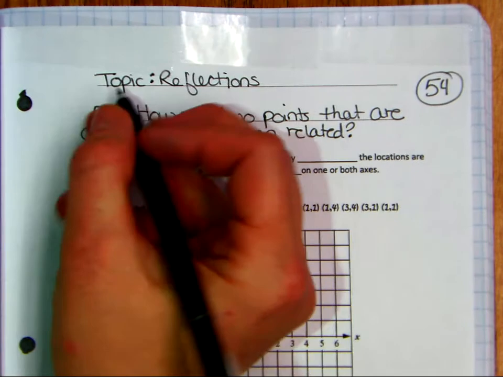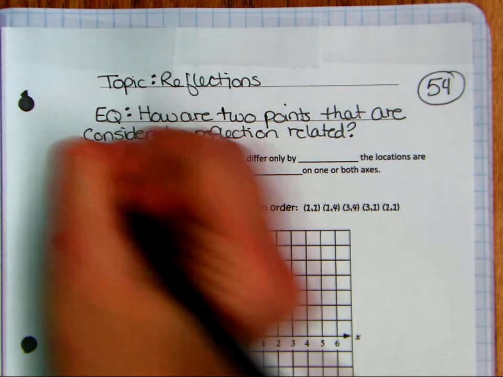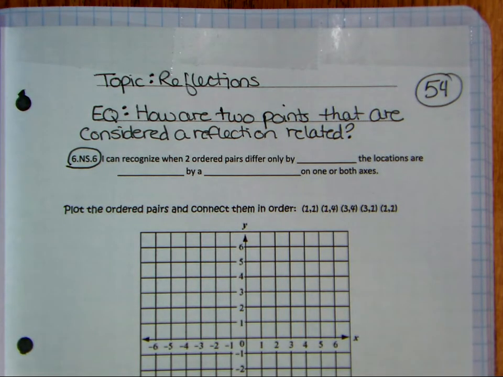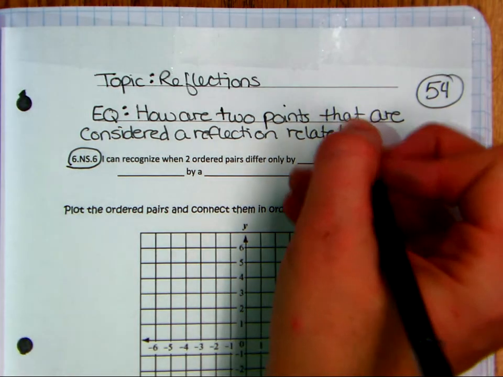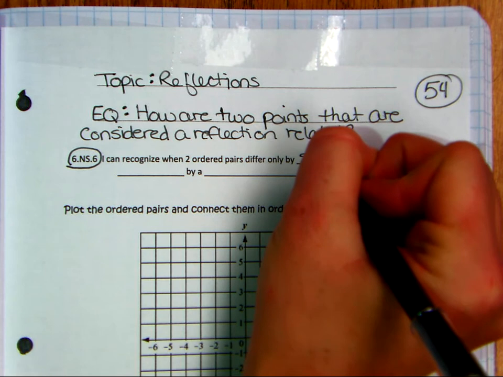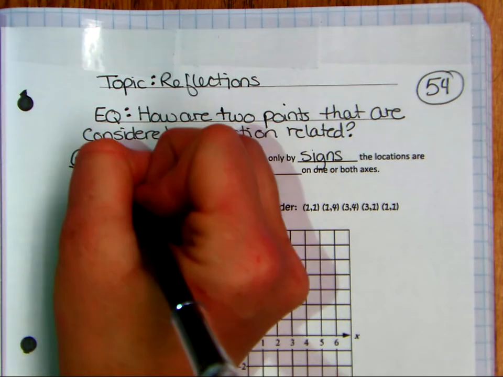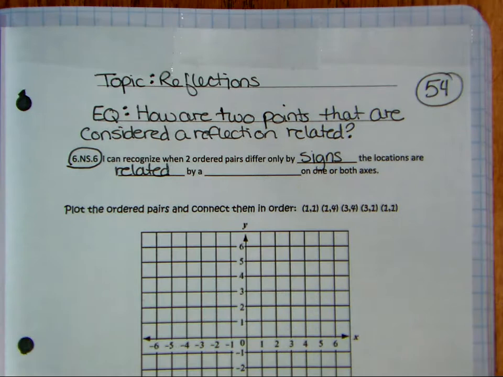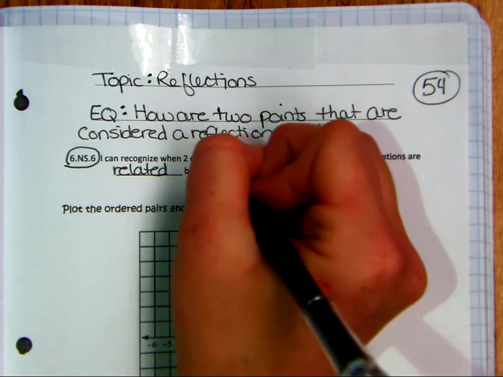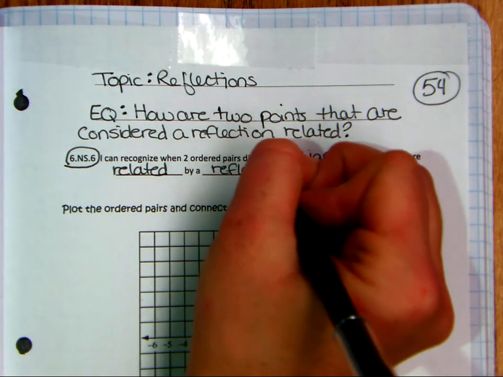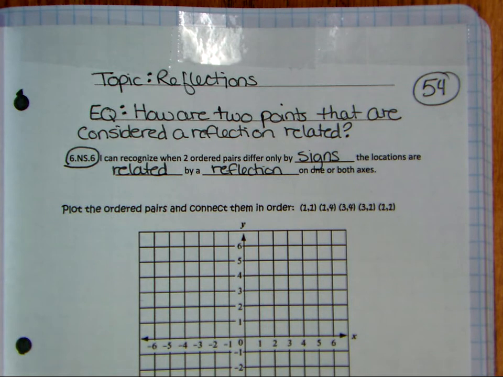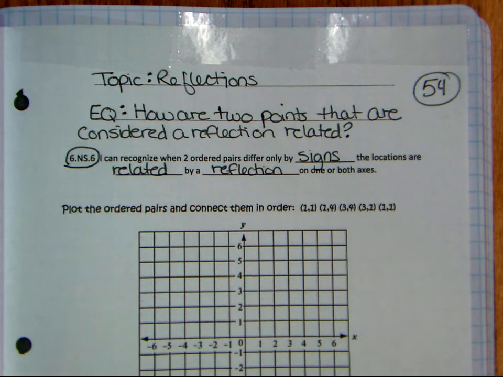Now you're going to circle the standard 6.NS.6, and you should be able to recognize when 2 ordered pairs or coordinates differ only by the signs. The locations are related by a reflection on one or both axes. So I can recognize when 2 ordered pairs or coordinates differ only by signs, the locations are related by a reflection on one or both axes.